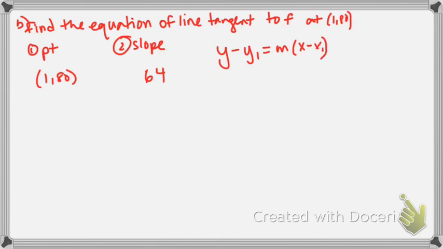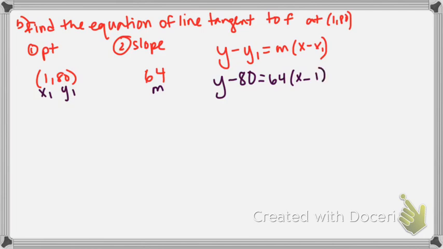Now what you're going to do is replace everything. We already know our m over here. This is going to be my x1. This is going to be my y1. Y minus the y value equals 64 times x minus the x value. And the x value here was 1.